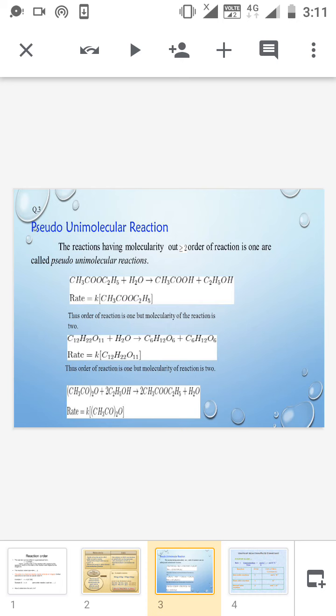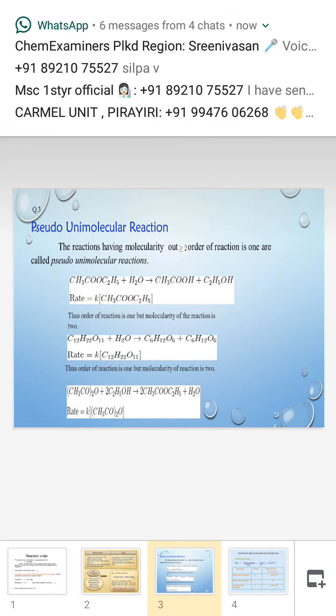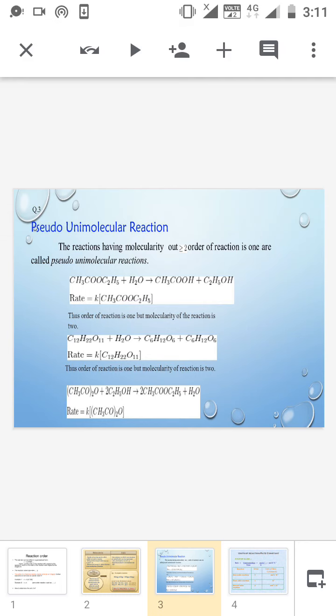Pseudo means false. Sometimes a reaction has molecularity greater than or equal to 2, but the order of the reaction is 1. That type of reaction is called a pseudo order chemical reaction. So pseudo means false. Consider an example. The definition of the pseudo order reaction is very important.